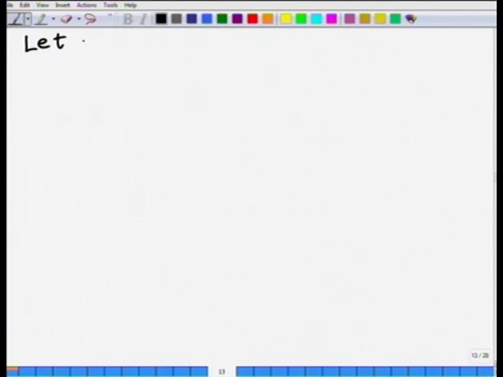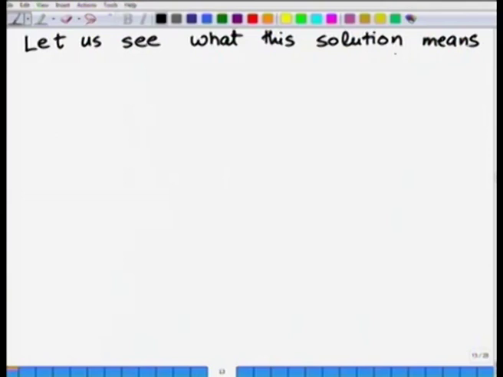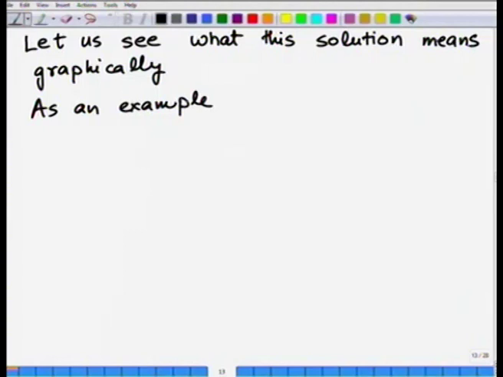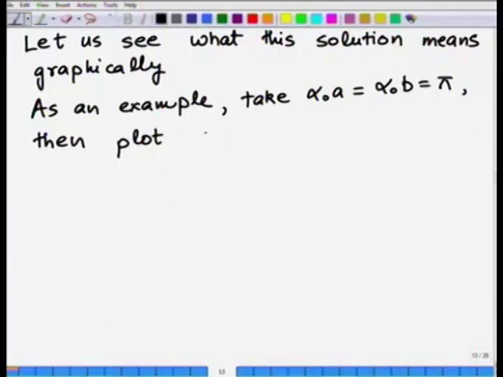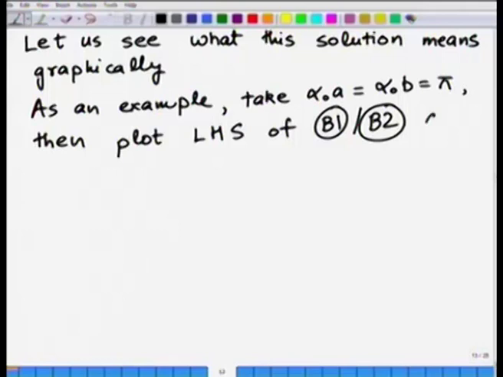Let us see what this solution means graphically. As an example, take alpha naught A equal to alpha naught B equal to pi. Then plot equations B1 and B2, the left hand side of B1 and B2, as a function of zeta. Let us see what happens to this.